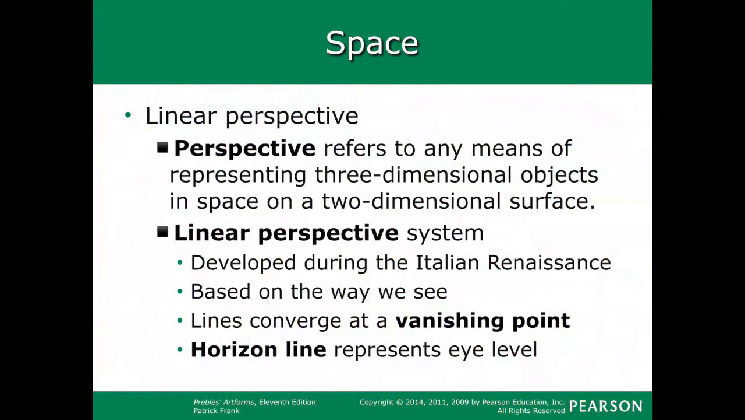And when it comes to space, there is this system called linear perspective. Perspective refers to any means of representing a three-dimensional object in space on a two-dimensional surface. The linear perspective system was developed during the Italian Renaissance. So this was around 1400 CE.